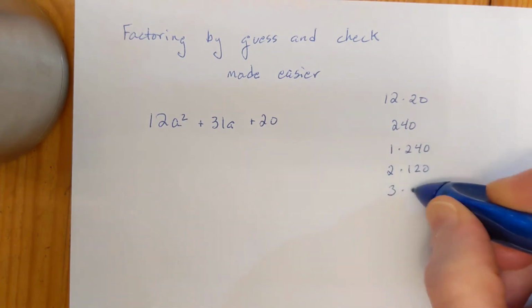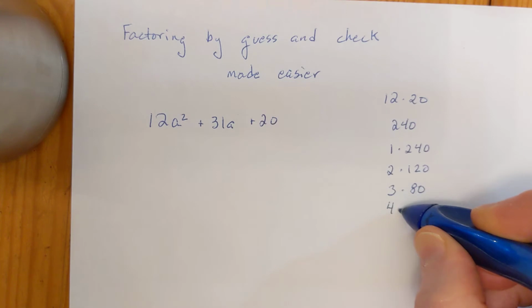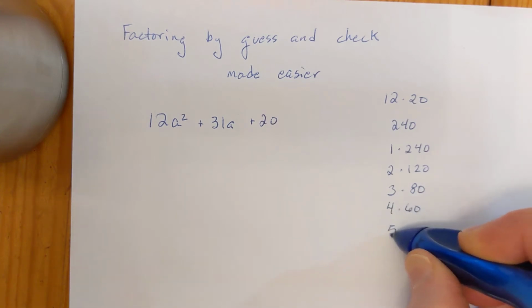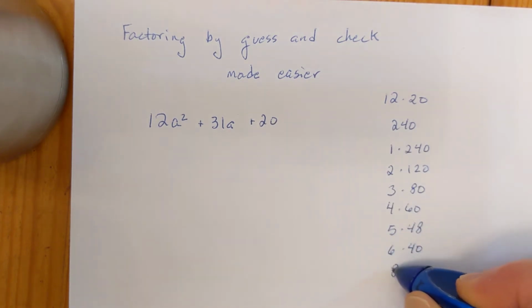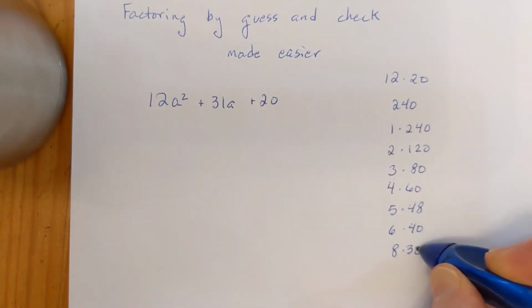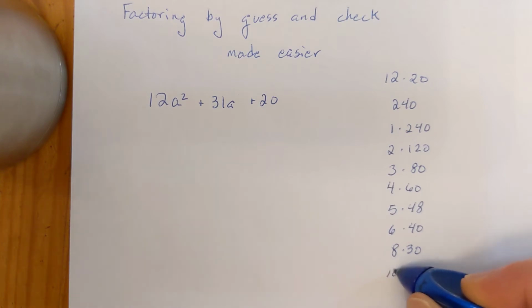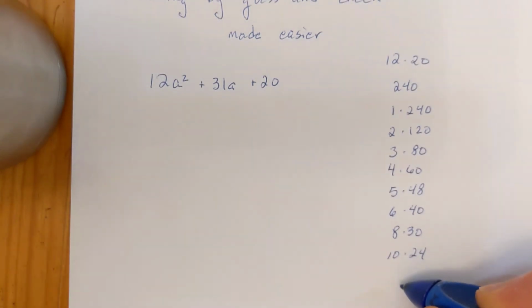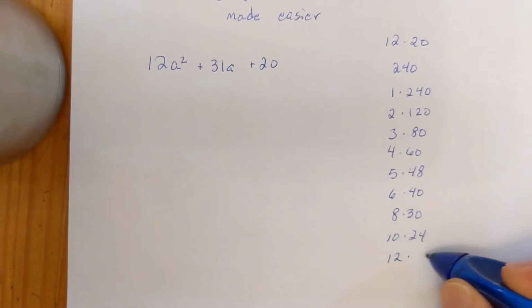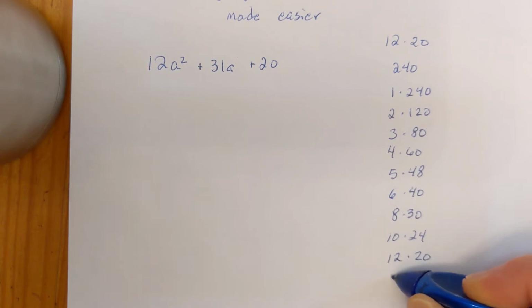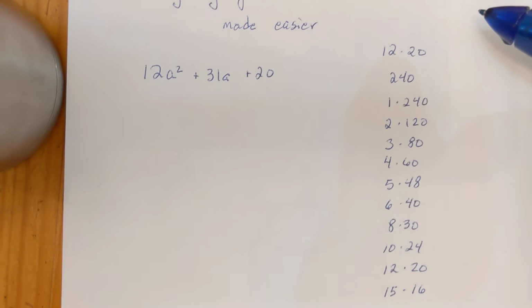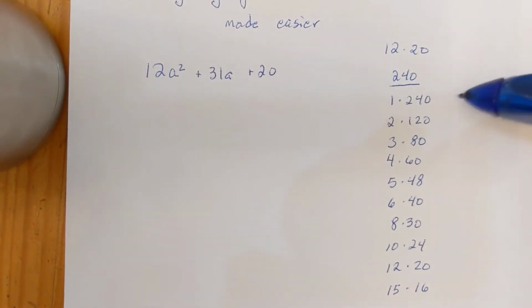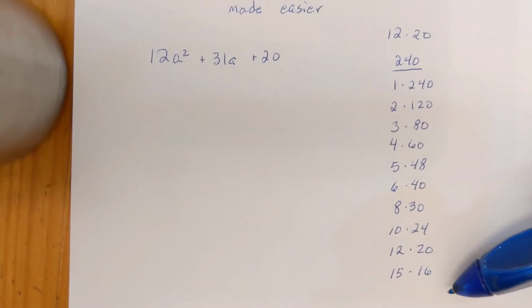2, 3 times 80, 4 times 60, So now I have a systematic list of all of my pairs of factors that multiply to 240. And it's a long list.